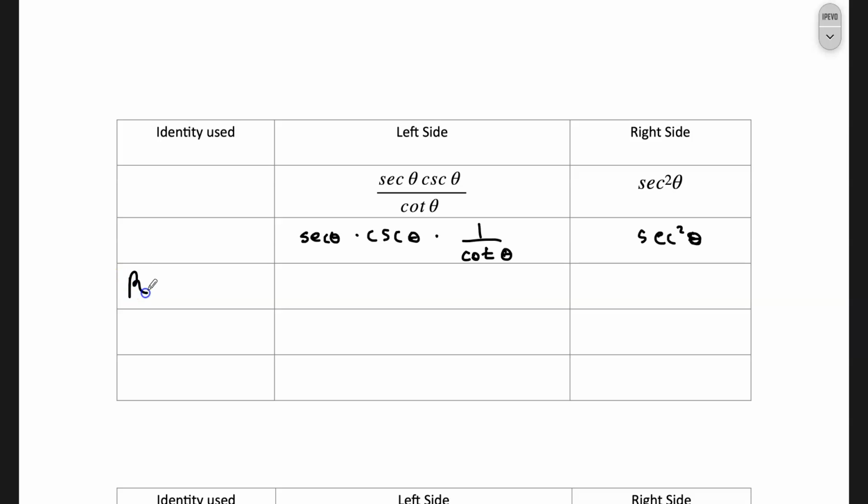So we're going to use the reciprocal identities for all of these first. Okay, that means that secant becomes 1 over cosine. That means cosecant becomes 1 over sine. And that means that 1 over cotangent becomes tangent theta.